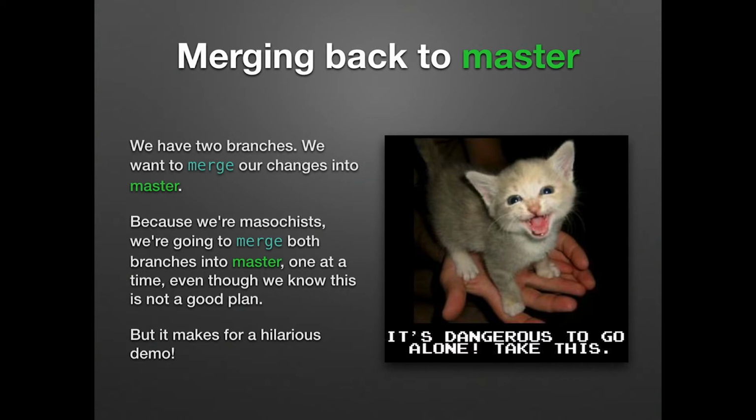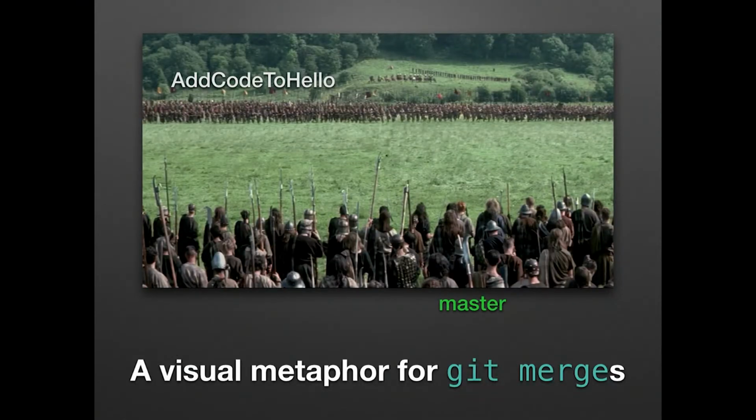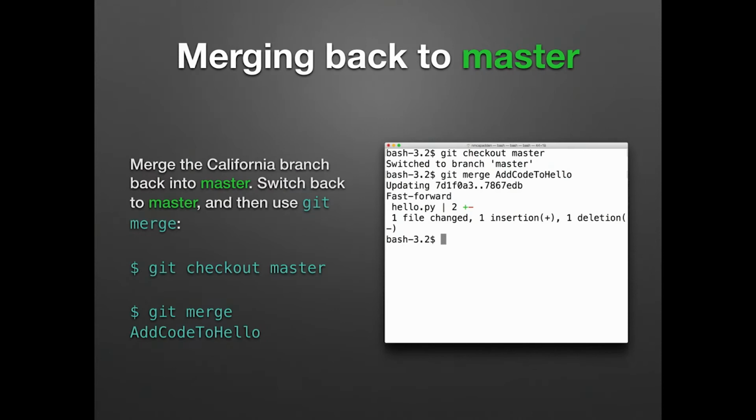So we're going to merge these back into master. Because we're masochists, we're going to merge both branches back. What's going to happen is I'm going to present this visual metaphor for Git merges. You've got changes on one side, and you've got master on the other, and you have to have them run forward and meet each other. So we're going to do that right now with the California branch.